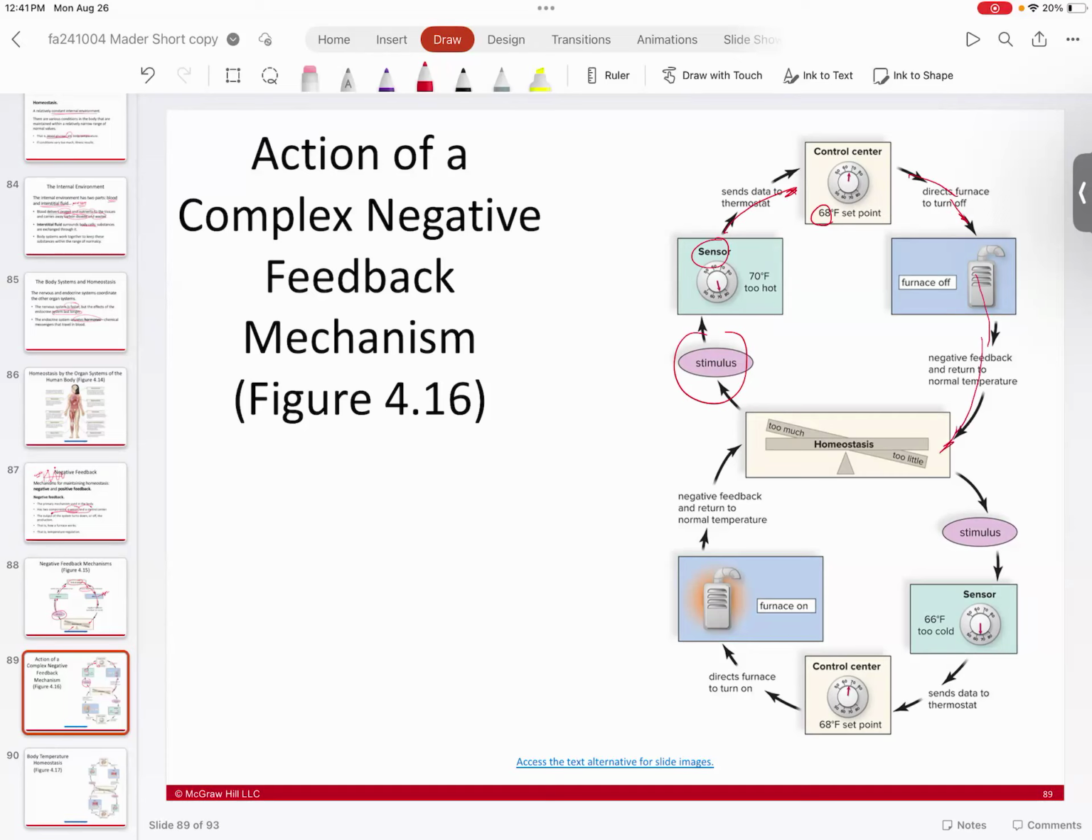The same thing happens when it's too cold. If it goes down to 66, now it's too cold. So the sensor sends that information to the control center. The control center makes a decision, okay, now we need to turn the furnace on. That furnace is going to put out hot air, which is then going to warm your temperature back up to 68, and that's eventually going to fix your homeostasis. So you can see you basically have a negative feedback situation. And so this is the way it works.